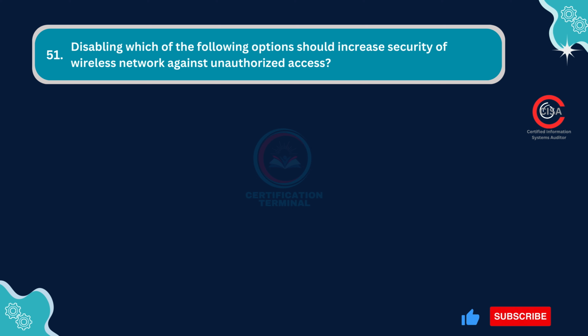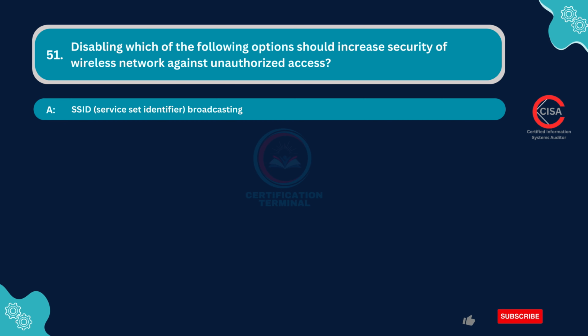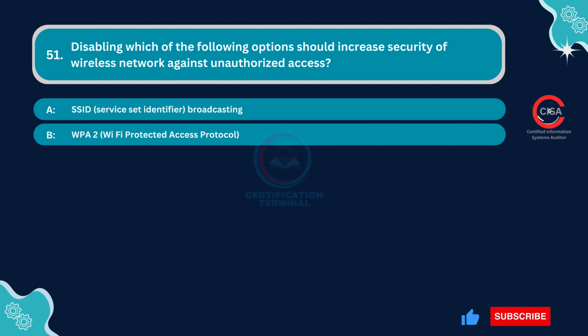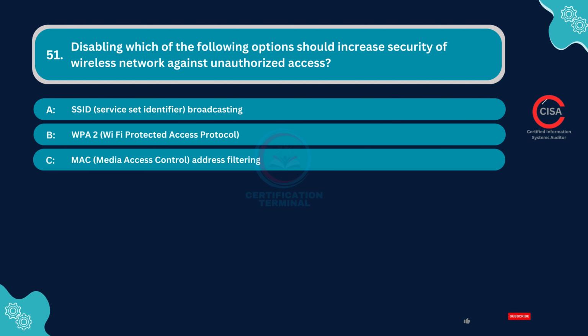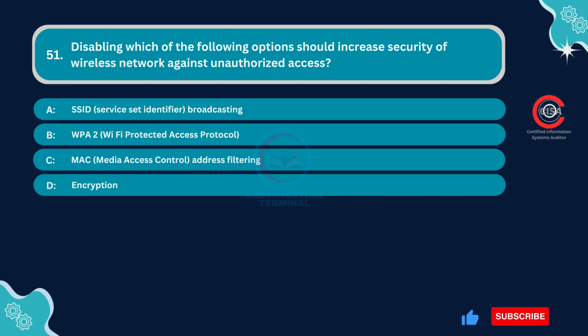Question number 51. Disabling which of the following options should increase security of wireless network against unauthorized access? Option A. SSID broadcasting. Option B. WPA2. Option C. MAC address filtering. Option D. Encryption. The correct answer is Option A.